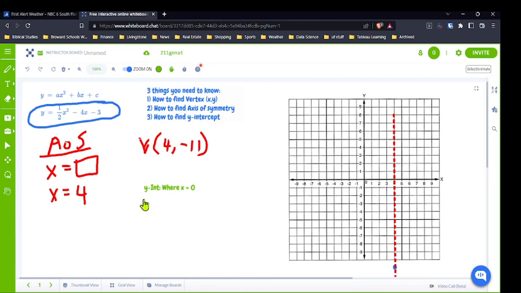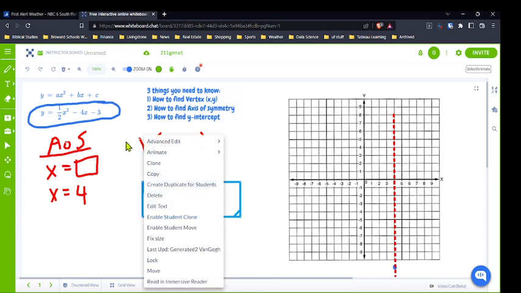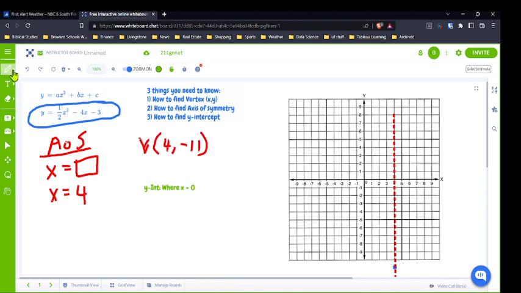So let's just go ahead and do that, and we'll find out that y equals, okay, so it's 1/2 times 0 squared, minus 4 times 0 minus 3.